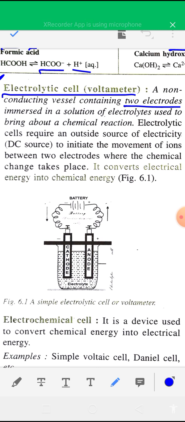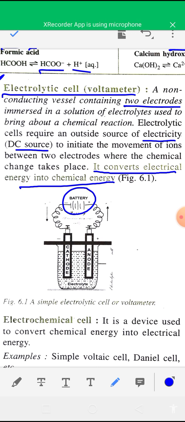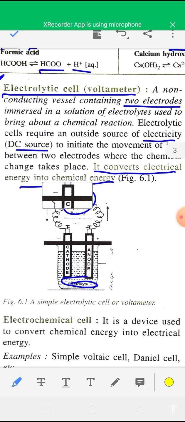chemical reaction. An electrolytic cell requires an outside source of electric current. Generally a DC source of electric current is used, direct current is passed. In this electrolytic cell, direct current is used, and this electrical energy is converted into chemical energy. You have to pass electric current using a battery, and here you have to take electrolytic solution, and you have to dip both the cathode and anode.